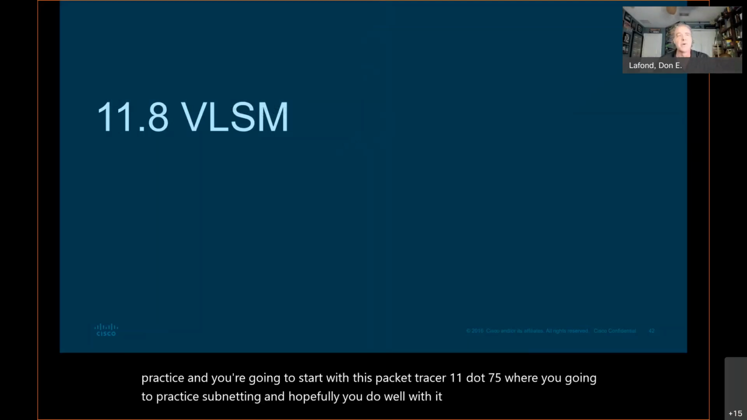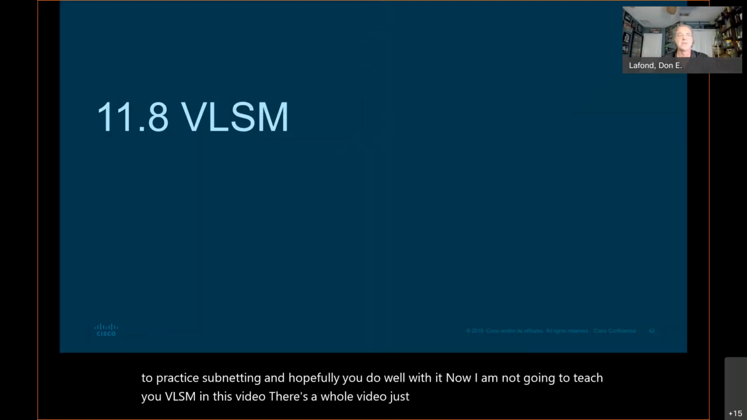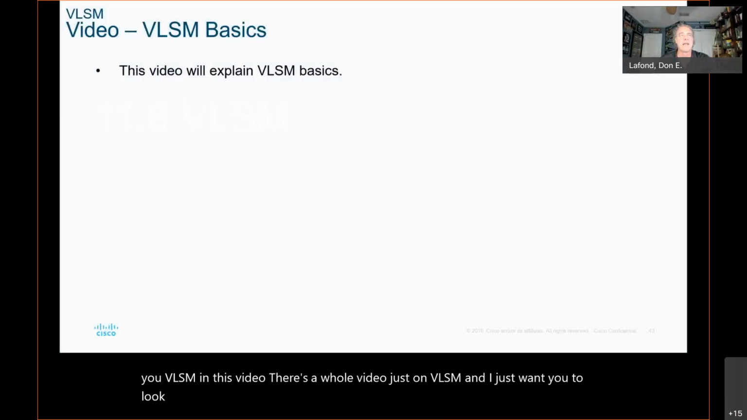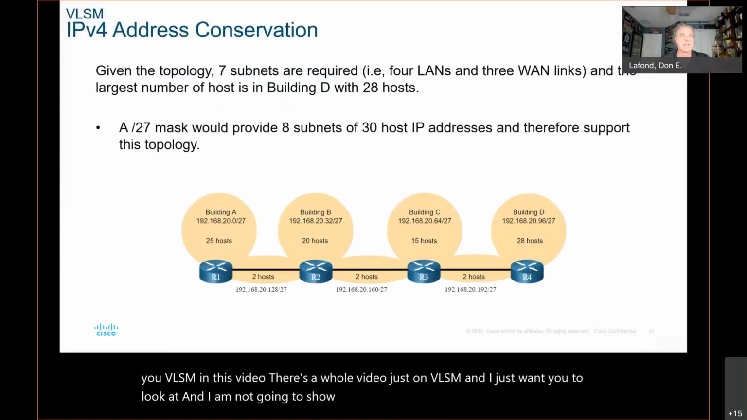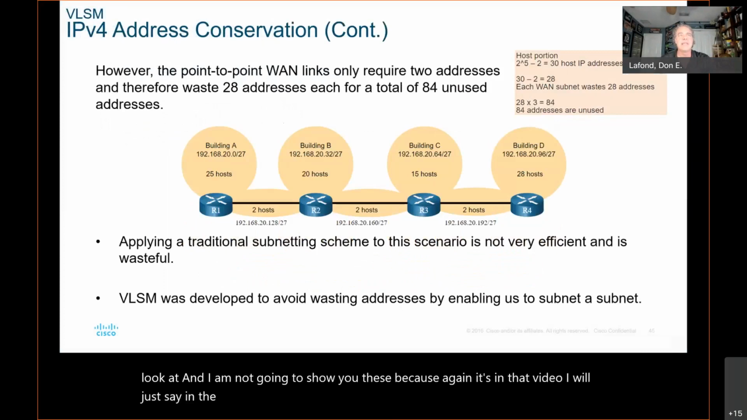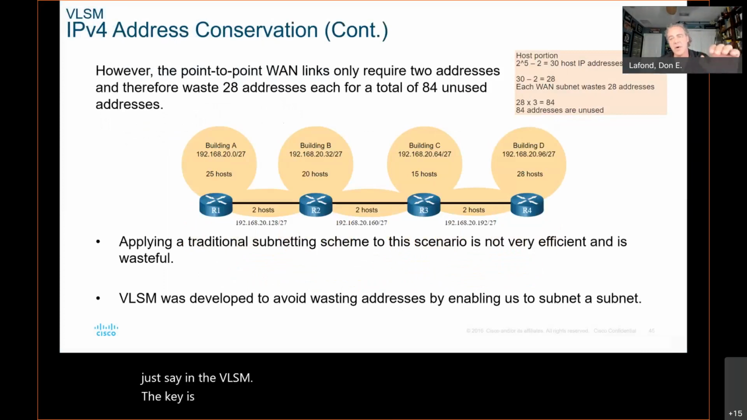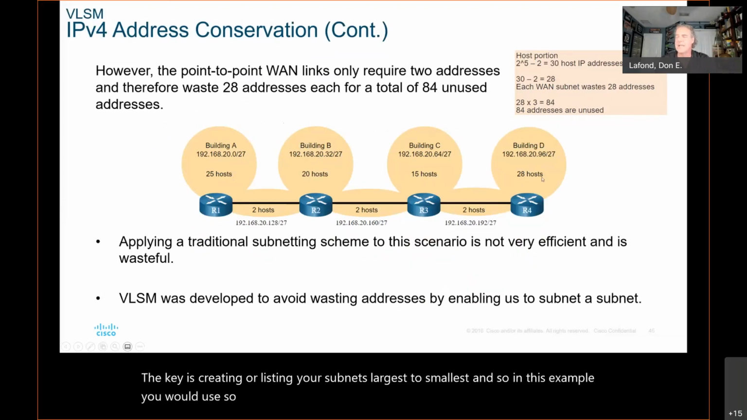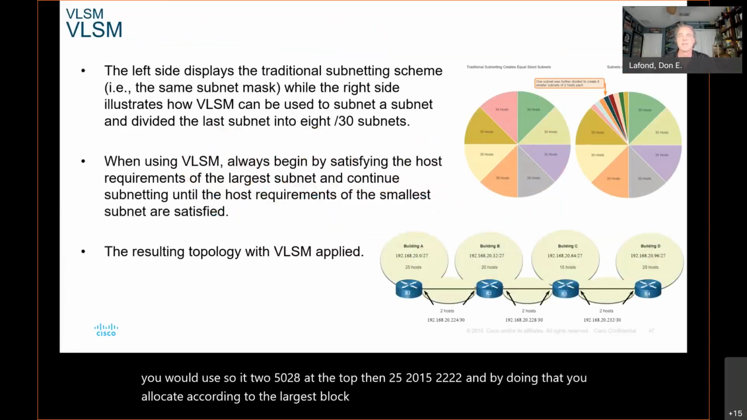Now, I am not going to teach you VLSM in this video. There's a whole video just on VLSM, and I just want you to look at that. I will just say in VLSM, the key is creating or listing your subnets largest to smallest. So in this example, you would start with 28 at the top, then 25, 20, 15, 22. By doing that, you allocate according to the largest block first.